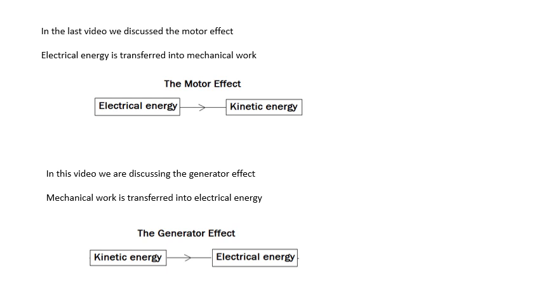So in the last video, we talked about the motor effect, and that's electrical energy changing into mechanical work or kinetic energy. Now this is the opposite. It's the generator effect, and it's mechanical work or kinetic energy changing into electrical energy. I'm making a big point of this because a big mistake students make is they get them muddled up. So try and devote a different part of your brain. One is the motor, one is the generator. If you get an exam question, is it a motor? Is it a generator? Don't get them muddled up.